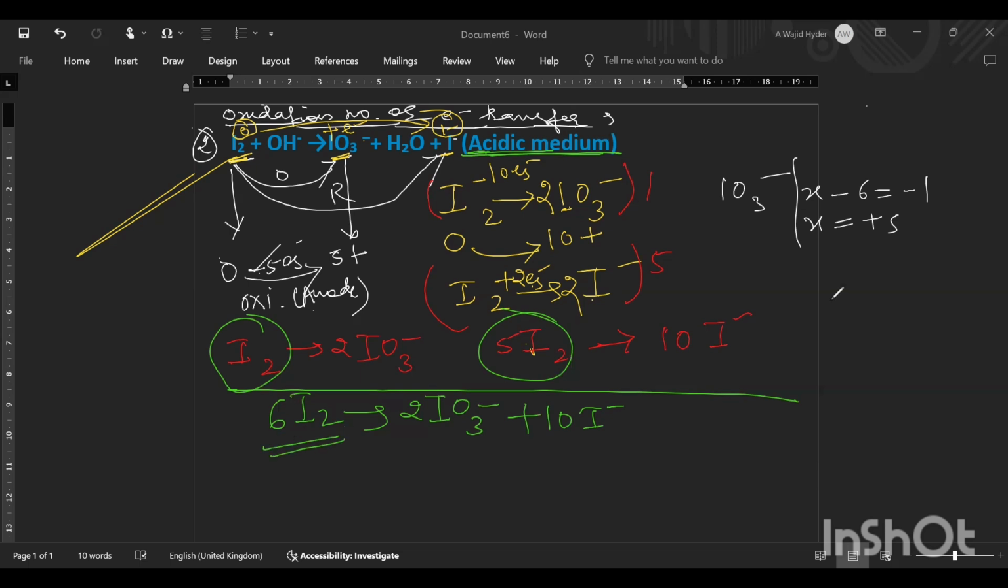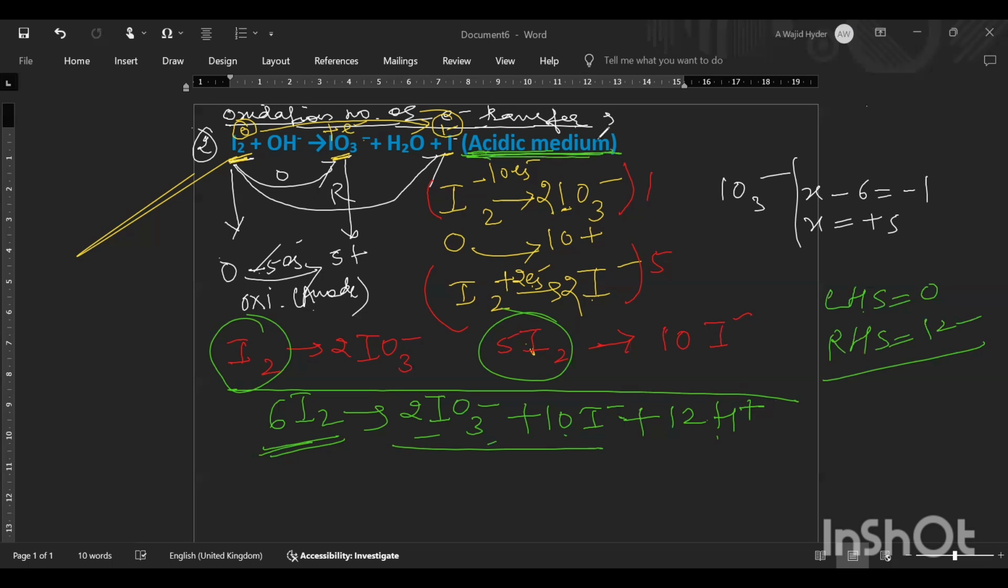On the left-hand side, what charge is there? On the left-hand side, 0 charge is there. And on the right-hand side, what charge is there? 2 minus and 10 minus. So that is 12 minus. To make the charges on the left-hand side and right-hand side equal, what should you do? You should add 12H plus. On which side? On the right-hand side. Why on the right-hand side? Because this is 0 and this is 12 minus. So 12 minus and 12 plus will become 0. Now see, you have added 12H plus on the right-hand side because this reaction was taking place in acidic medium.